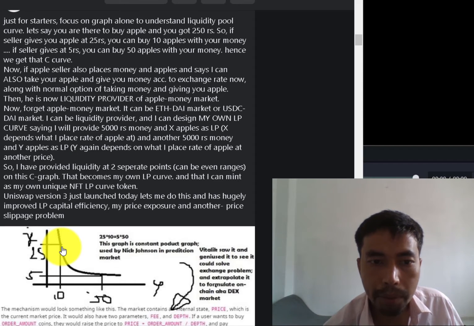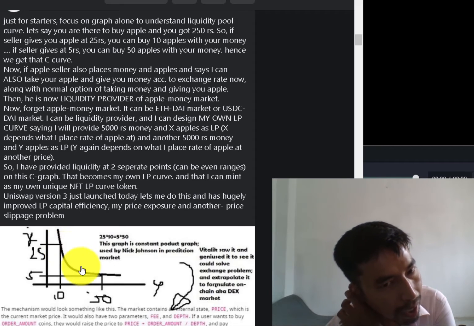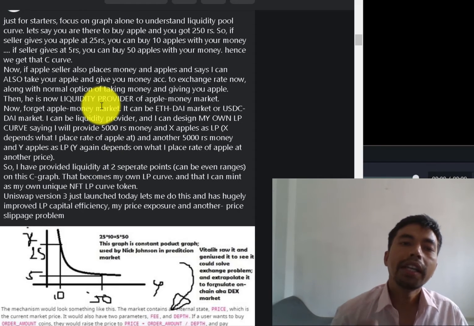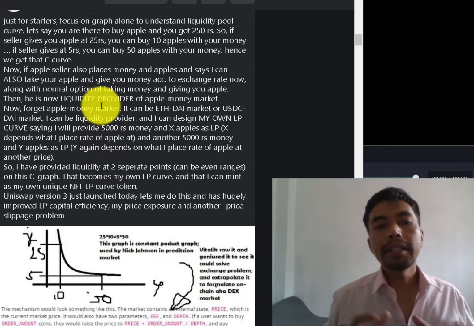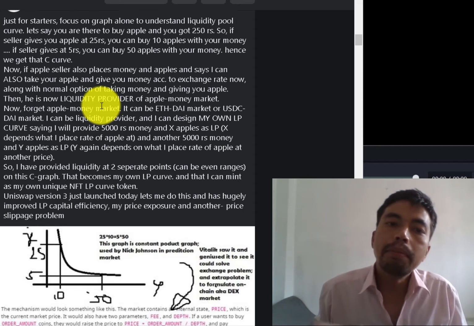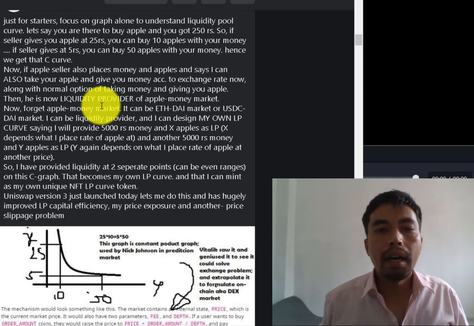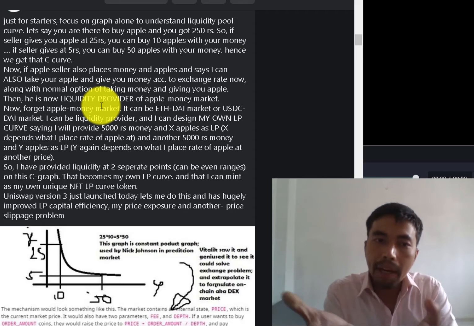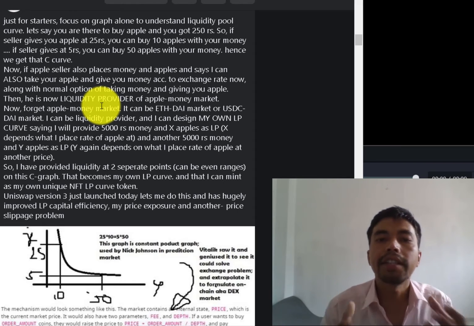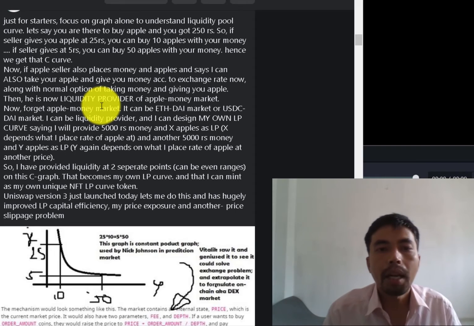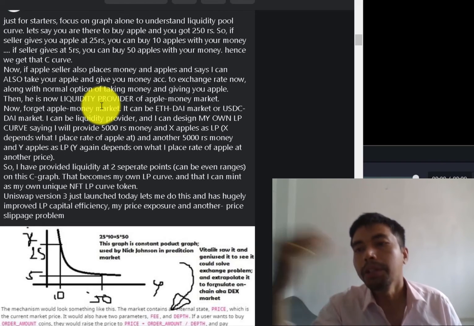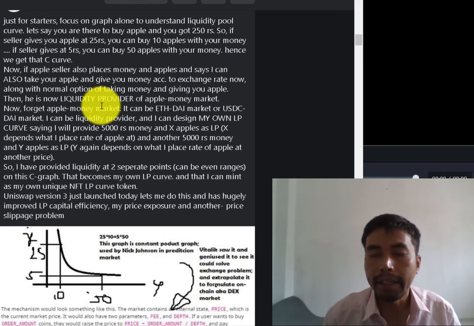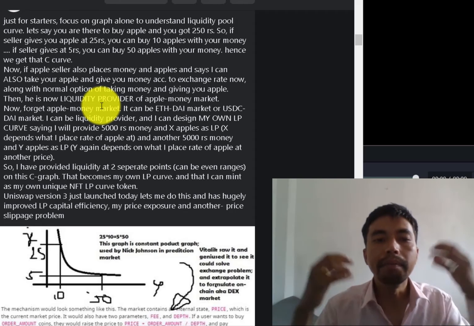25 rupees per apple into 10 apples equals 5 rupees per apple into 50 apples. Now imagine that the apple seller is now placing not only apples in his shop but also money. And what the shopkeeper is saying is, I can also take your apple and give you money according to the exchange rate of apple, along with the normal option of taking your money and giving you apples. So now the shopkeeper is acting as a liquidity provider. Let me repeat it again: liquidity provider of the apple-money market.